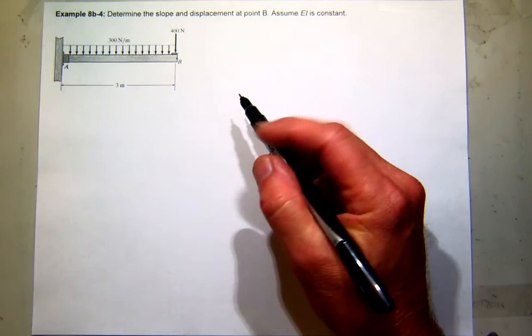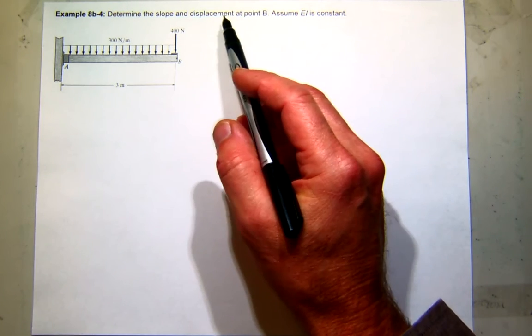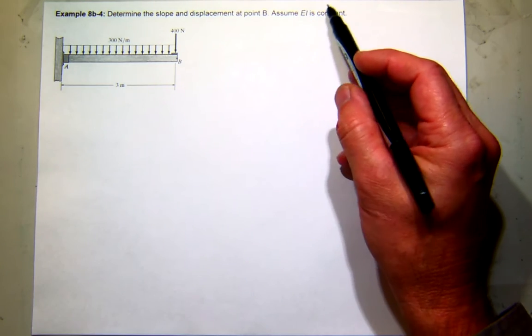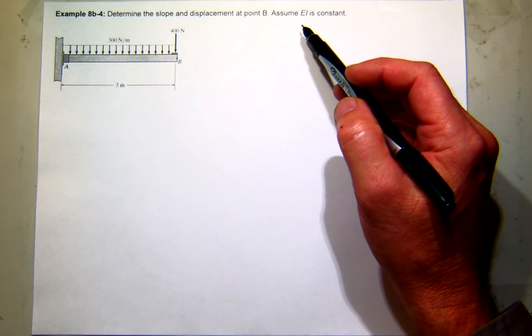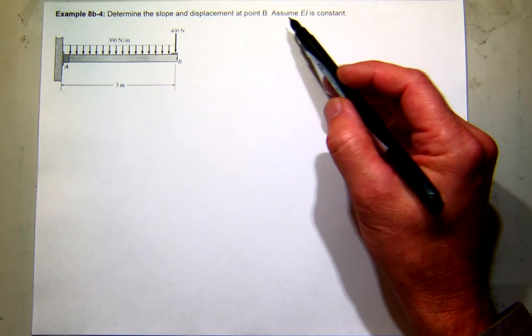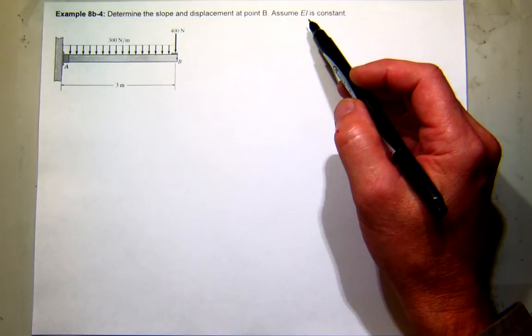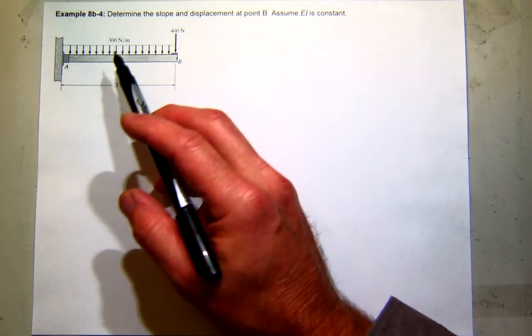All right, so let's work this problem. We want to find the slope and displacement at B. And you can see EI is a constant, so that's one less thing you have to deal with. You don't have to actually do the calculation. There's not a numerical value for those. It doesn't say which method.